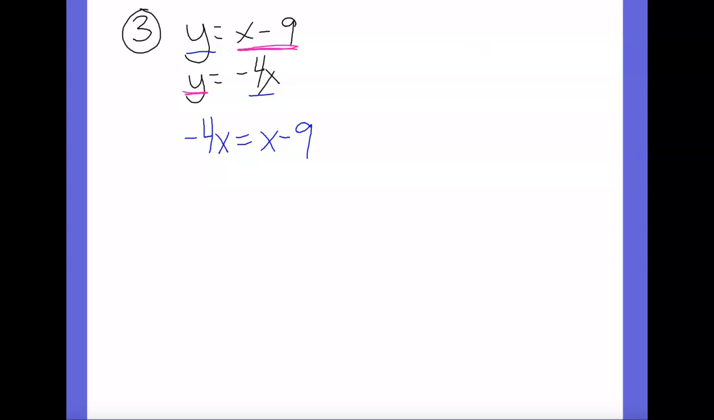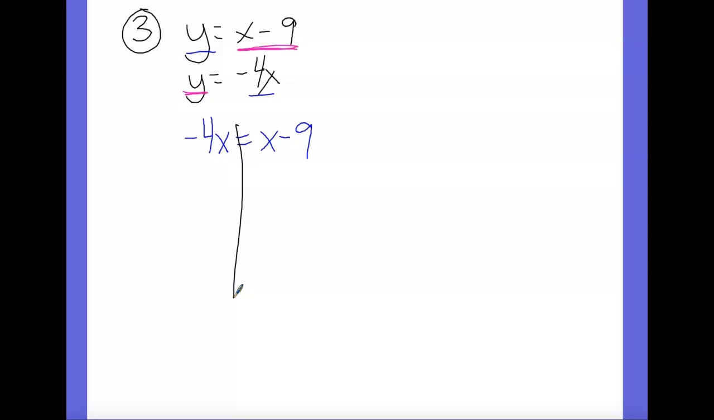So when the y's are by themselves, if the y's in both equations are by themselves, you set them equal to each other. And then solve for x. Okay? So we're going to solve for x. How do you solve for x? You could, but you don't need to. What's on both sides? X.